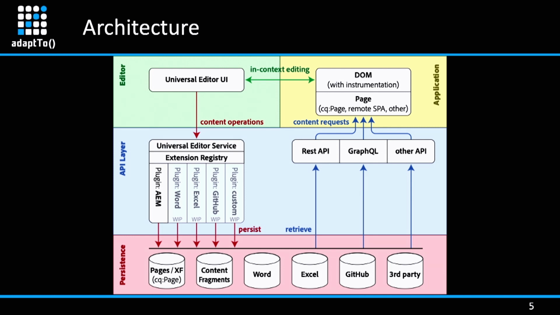Then the moment the data is altered, the editor is going to communicate to our service, which then receives a payload, not only with which elements are supposed to be edited, but also which plugin to use to persist the data. So we can edit CQ pages, experience fragments, content fragments, but we are also working on other plugins, to be able to edit Word documents, Excel, or GitHub, or anything else in the future.